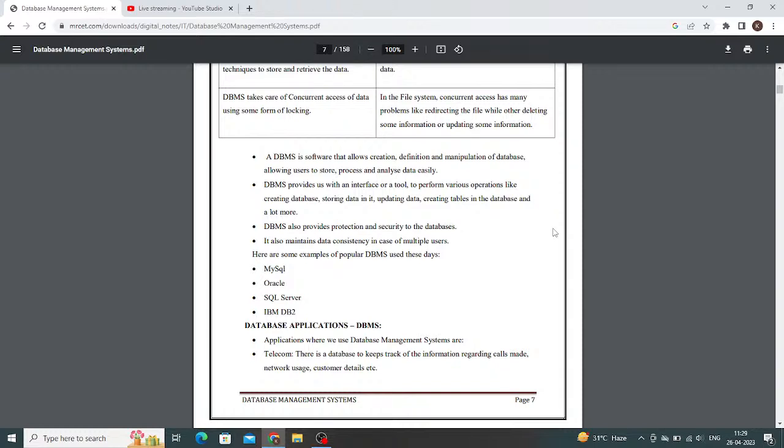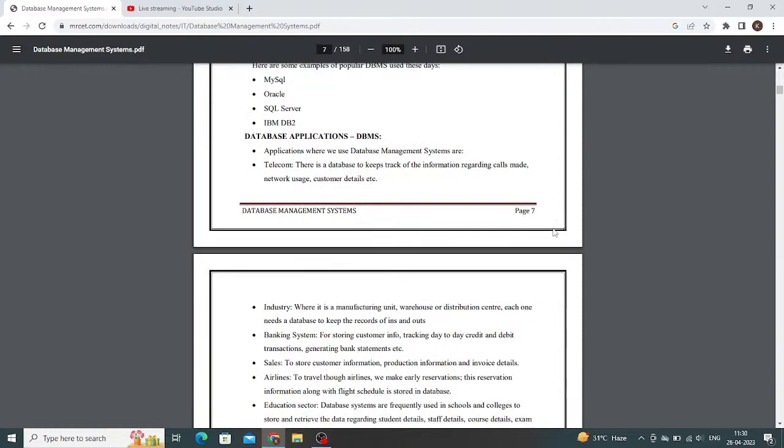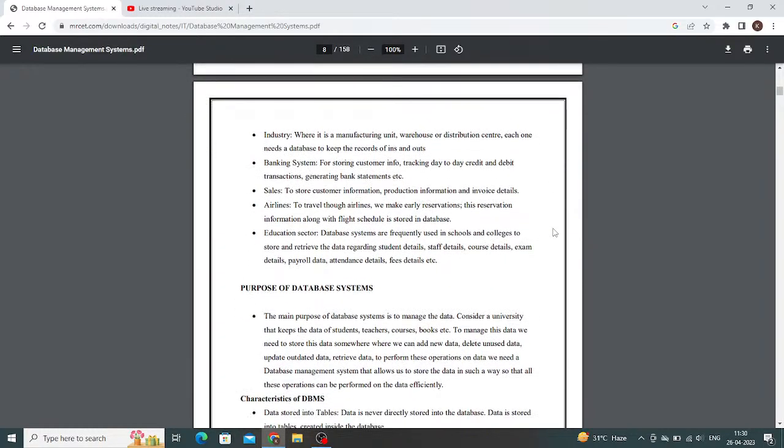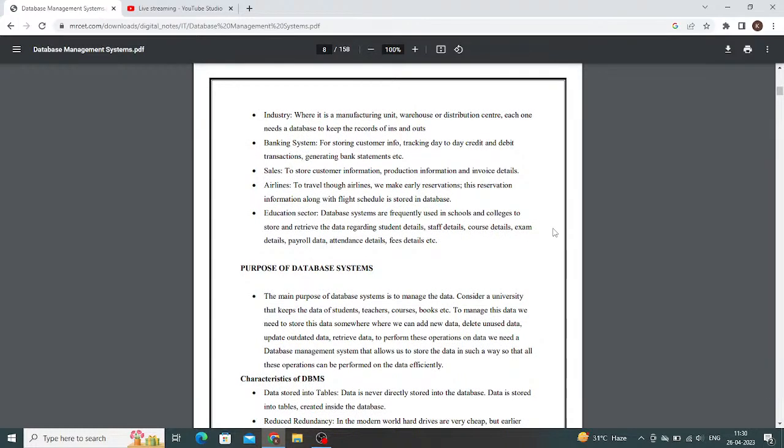So the database applications, where we use database management systems, are like telecom. There is a database to keep track of the information regarding calls, network users, customer details, etc. Industry, where it is manufacturing units, warehouses or distribution centers, each one needs a database to keep the record of ins and outs. Banking system, for storing customer information, tracking day-to-day credit and debit transactions, generating bank statements, etc.